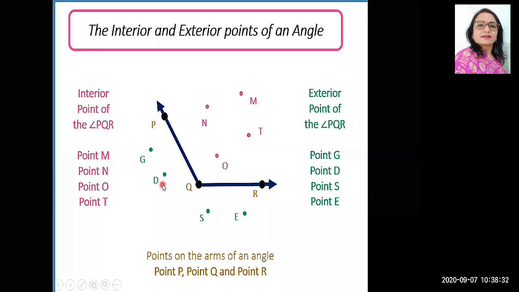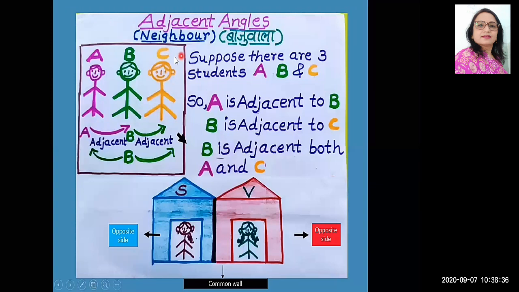Now let's see the adjacent angles. Adjacent means neighbor, immediately next to each other. Suppose there are three students A, B and C. So A is adjacent to B, B is adjacent to C, and B is adjacent to both A and C. See here, A is adjacent to B.